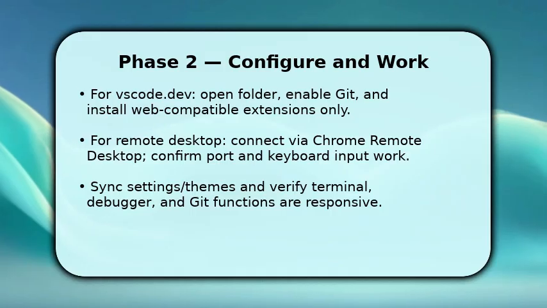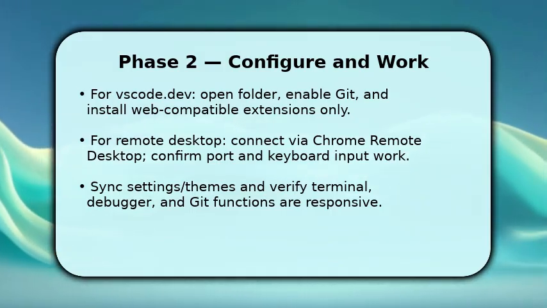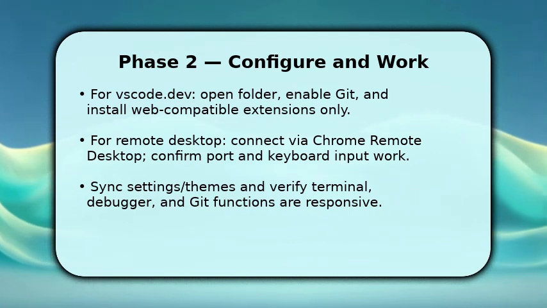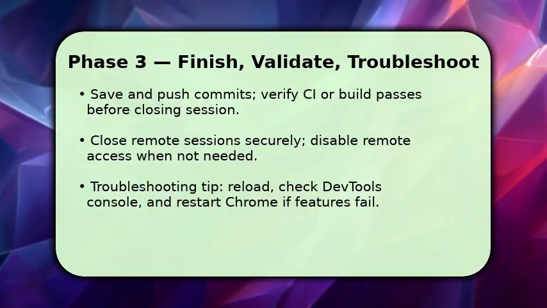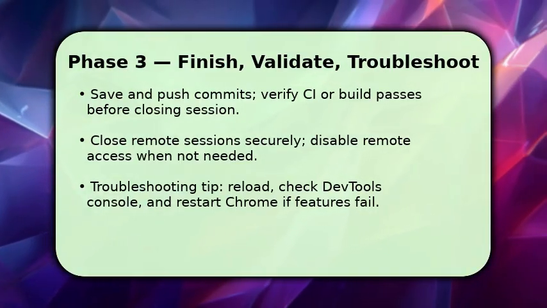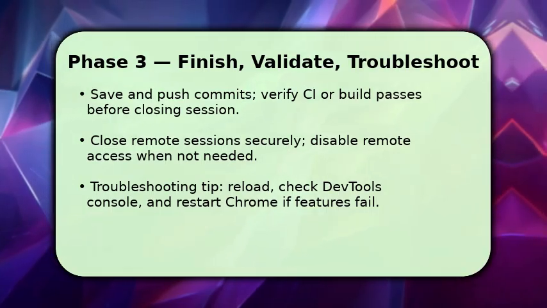Make incremental edits, run a quick build, and commit changes. This verifies that editor, debugger, and Git integration are working. When finished, save your work and push commits. Then validate a local build or CI run so you don't leave broken changes. Once done, close or sign out of remote sessions and remove any temporary access keys.